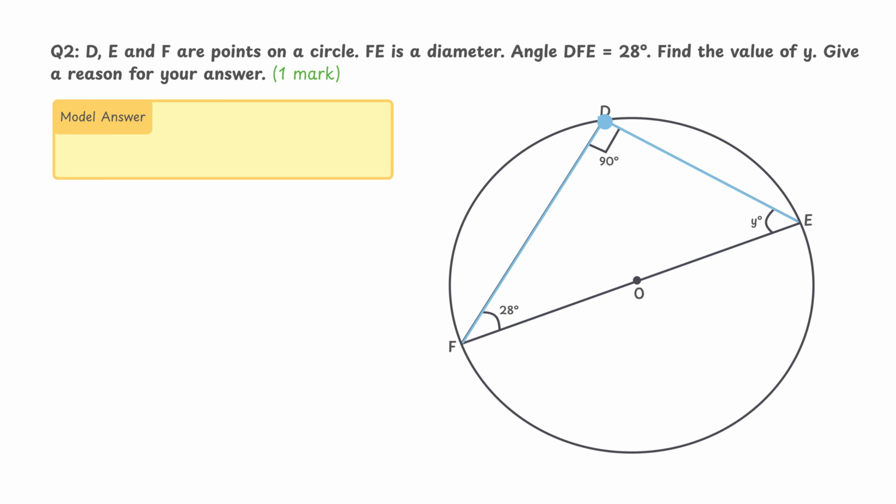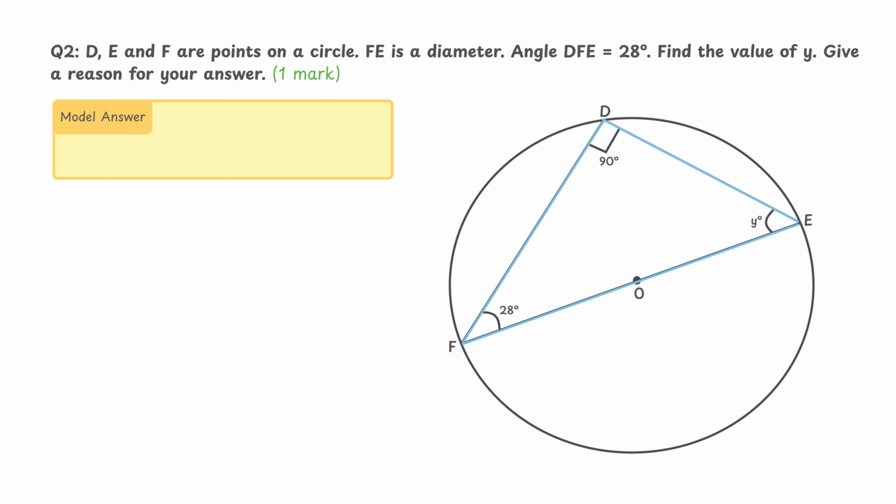That means angle FDE is 90 degrees. So we can state clearly, angle in a semicircle is 90 degrees. That is your reason, and that secures your method mark. Now let's move on to finding Y. We are working inside triangle DFE, so we use the angle sum of a triangle.